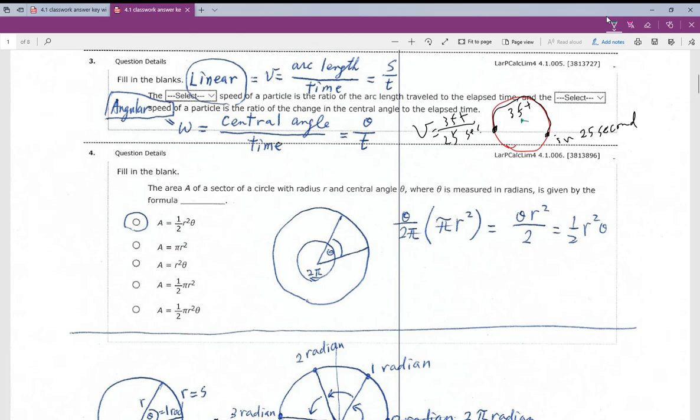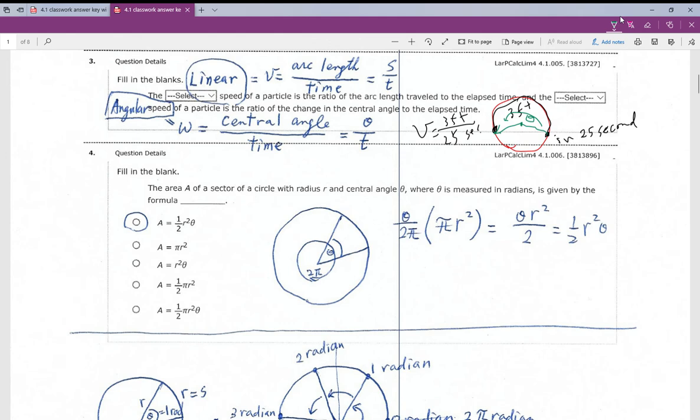Okay, so there's a center and there's an initial side. The particle goes around the circle and moves, so it will create an angle theta. Now, if we don't use the length of the arc to measure the speed, instead we use the angle.